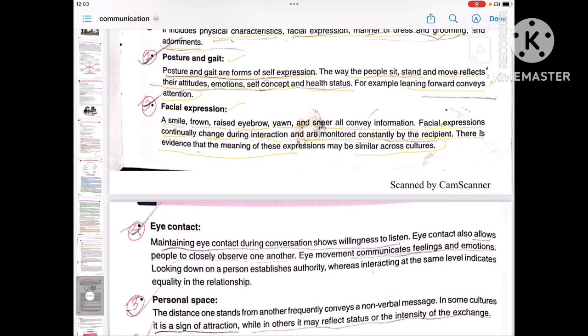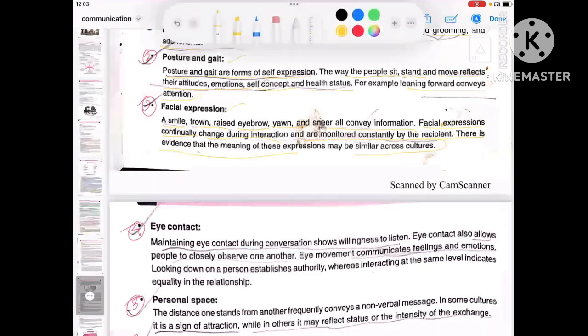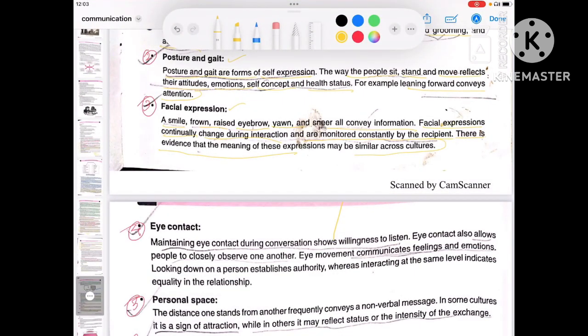Facial expression continually changes during the interaction. When we are interacting, the facial expression will be changing, and this can be understood by the recipient who is receiving the information. Next one is eye contact. It's very important while taking care of the patient, so we should maintain eye contact.